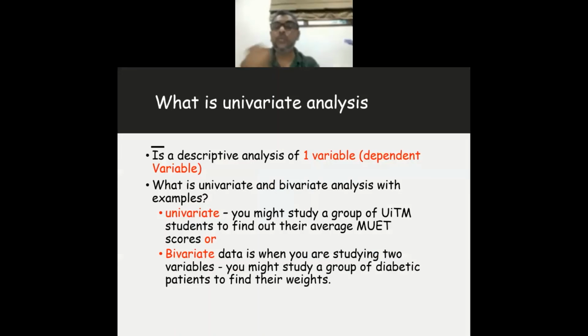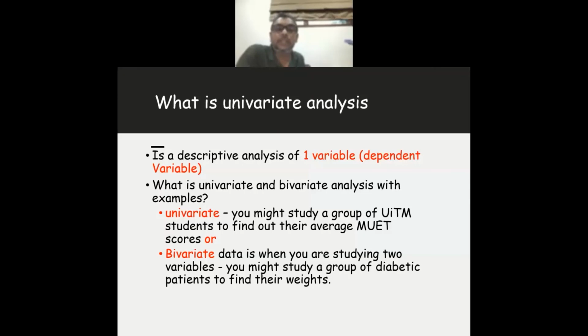Descriptive also, but we are looking at one dependent variable. Independent can be many, doesn't matter. It can be one also, can be many, but the dependent part is what we are looking at here. So what is univariate and bivariate? Univariate, you might study a group of UITM students to find out their average MOIC scores. So what we're saying is you want to know only one item on the dependent side.